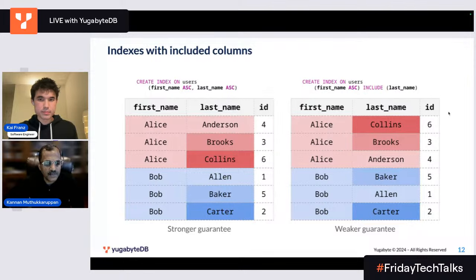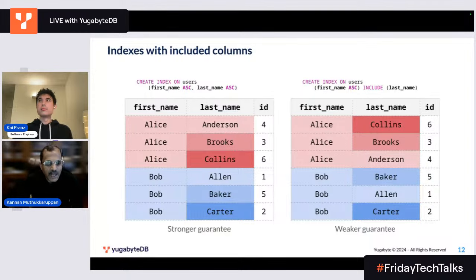By the way, this way of doing the include on the index is also sometimes called a covering index. You are essentially adding additional columns like last name. And like Kai said, the reason you would do so is to avoid going to the main table if that's a frequent lookup through the index. But when you compare these two choices, the left one, like Kai said, is a stronger guarantee.